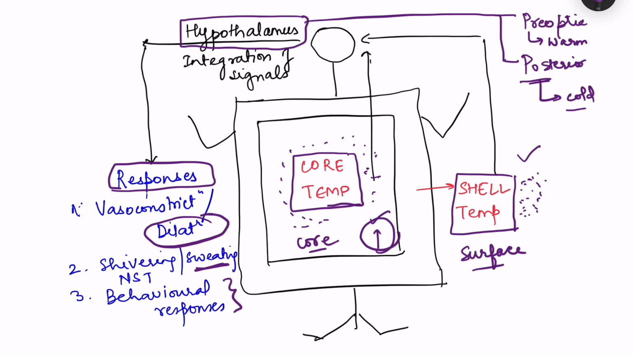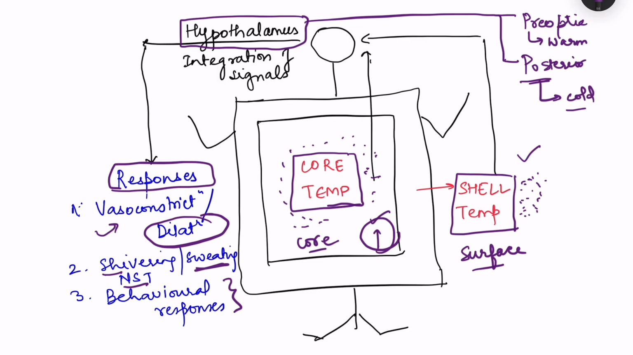On the other hand, if shell temperature is lesser, indicating that the environmental temperature is less, in that case the hypothalamus will initiate responses which will conserve heat and also produce more heat. These include vasoconstriction, shivering responses or non-shivering thermogenesis, and some behavioral responses like switching off the fan, taking a blanket, etc.